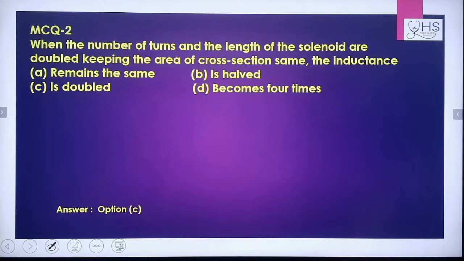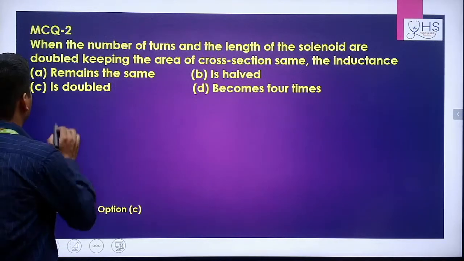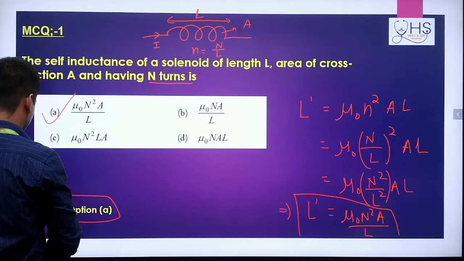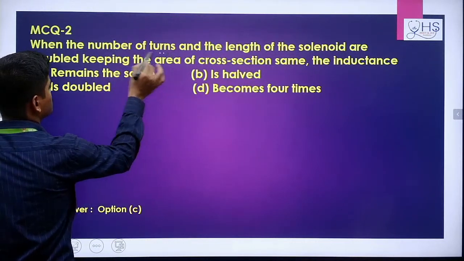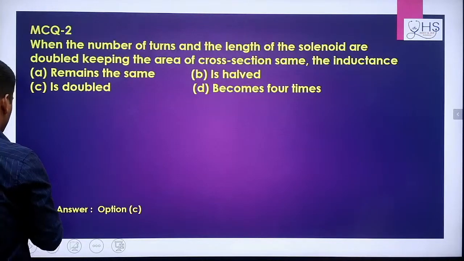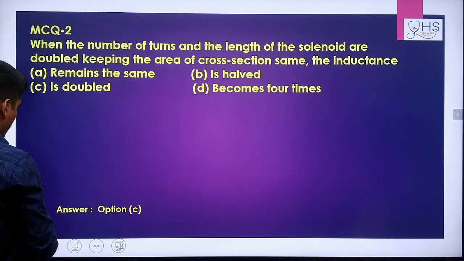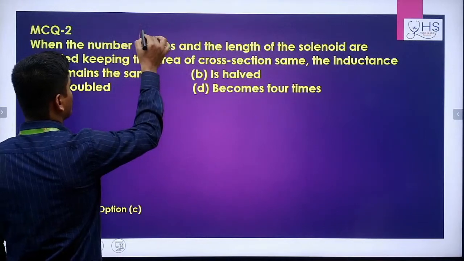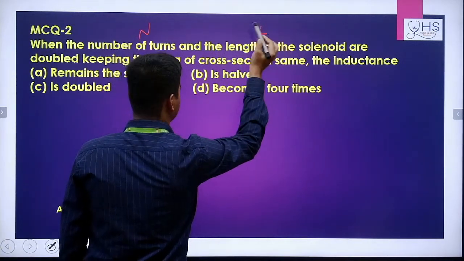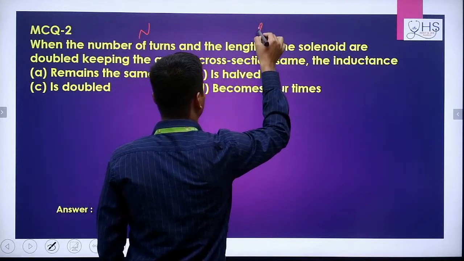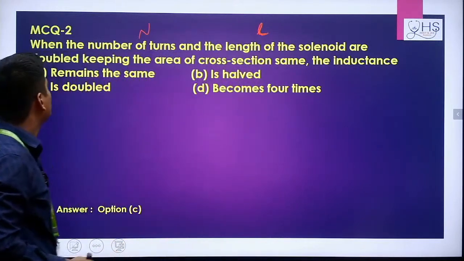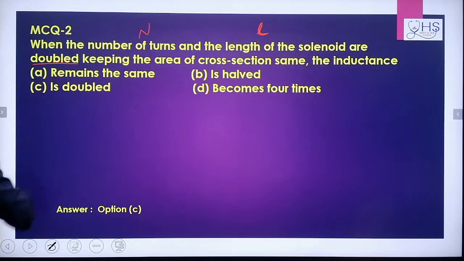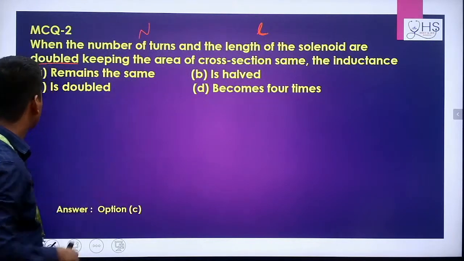Question number 2. When the number of turns and the length of the solenoid are doubled, what are they telling here? The number of turns is capital N, and the length of the solenoid, capital L or small l, either you can tell, no worries. Both are doubled, meaning they become 2 times, keeping the area of cross section the same. What will happen to the inductance? Some options are given here.